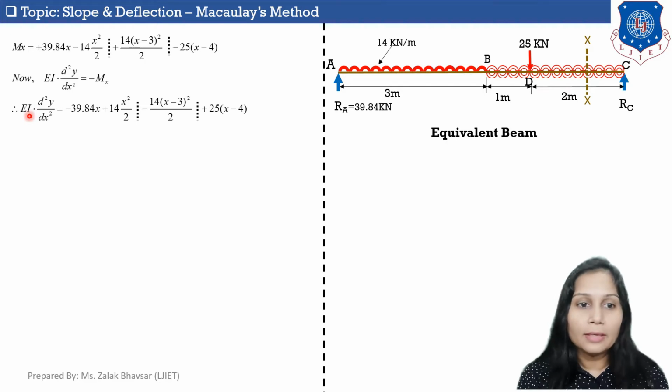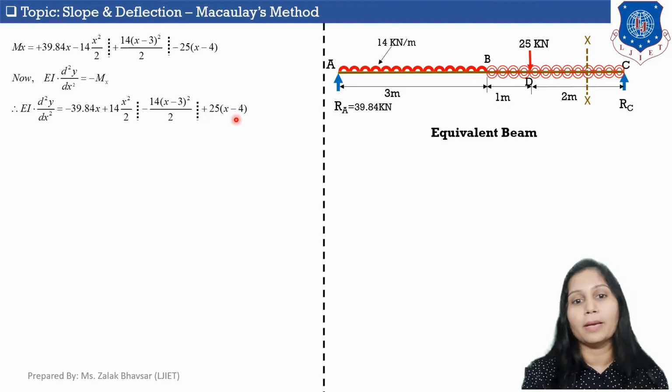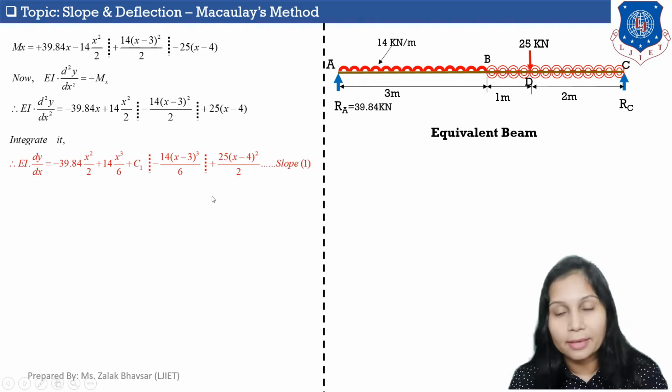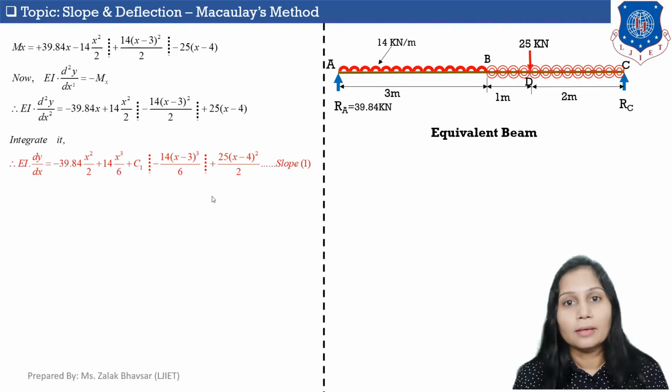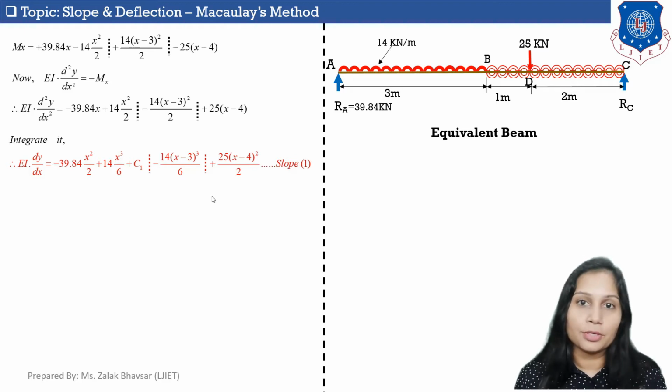Then we will get EI d²y/dx² is equal to minus 39.84x plus 14x²/2 minus 14(x minus 3)²/2 plus 25(x minus 4). Okay. So we are completed with the second step of formatting the differential equation. Now let's perform step number 3. So we will integrate this differential equation.